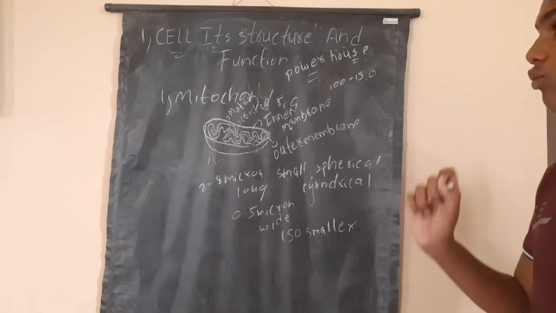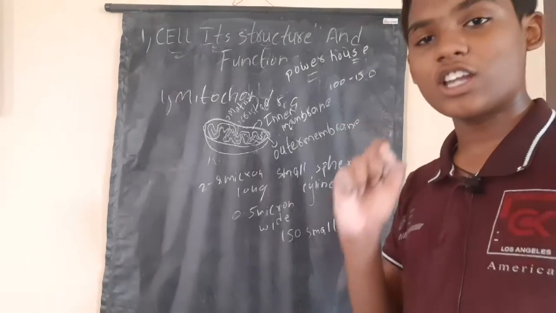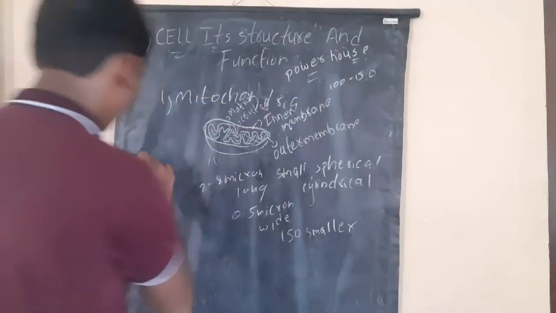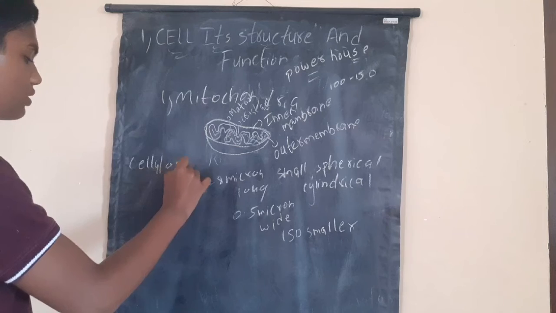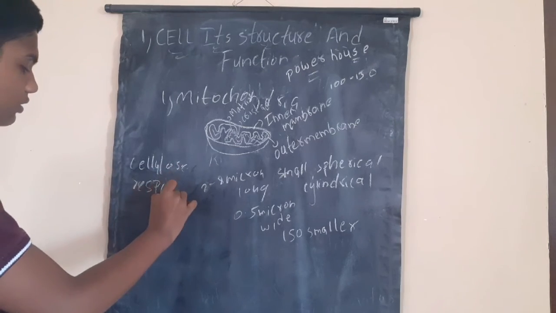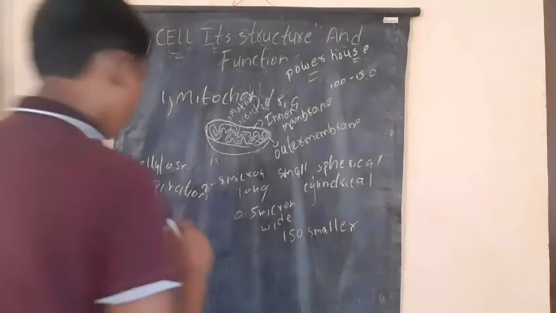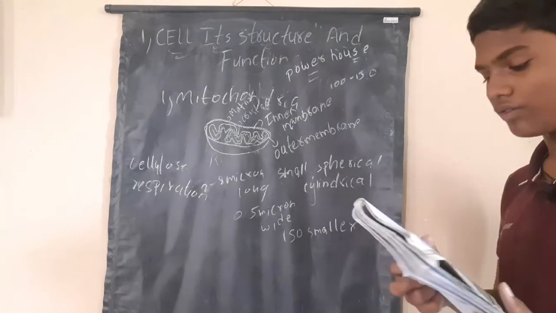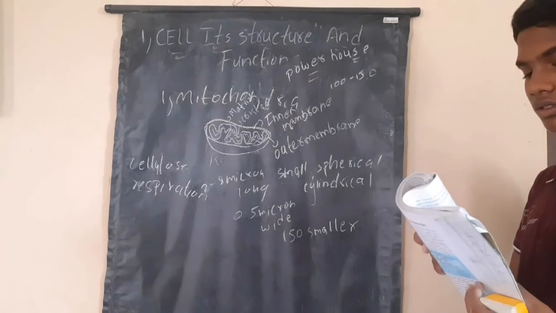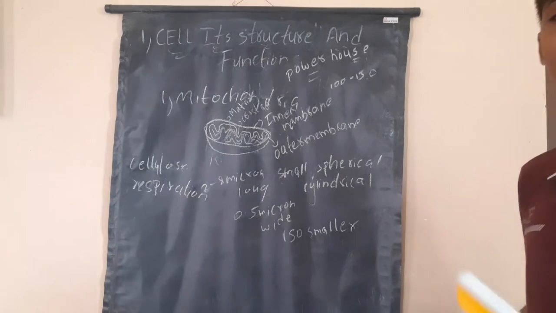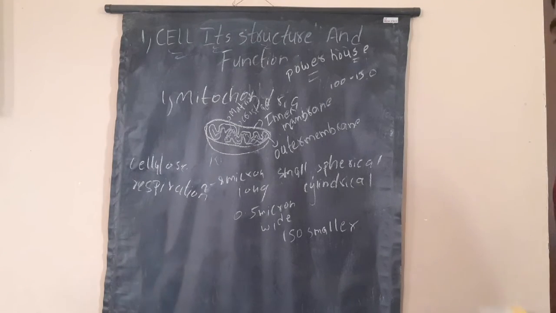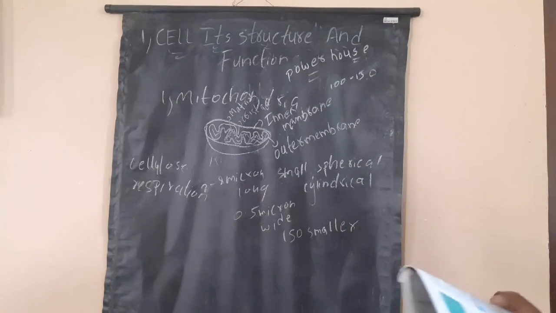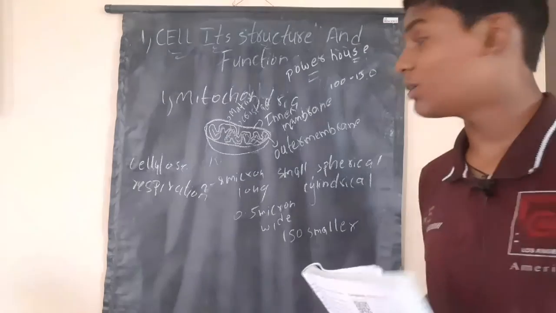Why is mitochondria called the powerhouse of the cell? Because it is responsible for cellular respiration. It supplies energy to all the cell organelles. This is why it is called the powerhouse of the cell. Okay friends, this is about mitochondria.